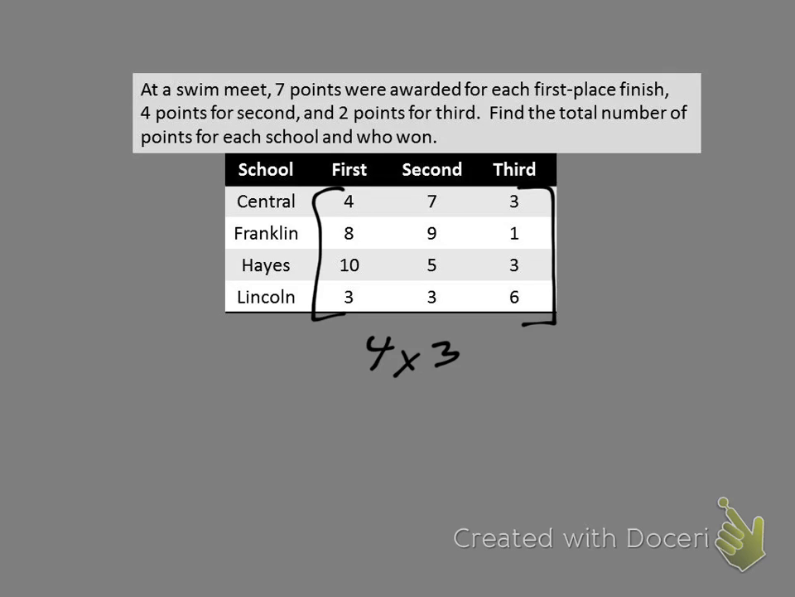All right, so you turn those placings into a 4-row, 3-column matrix. Now, as you can probably figure out, your end game here is to multiply each first place for each school by 7, each second place by 4, and each third place by 2. Now, think about this. This is just 4 schools with 3 placings. Think about this if we had like 10 schools and 5 placings.